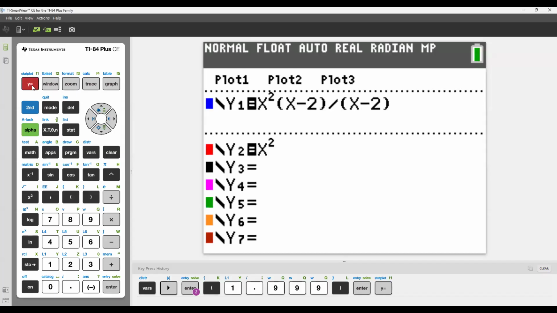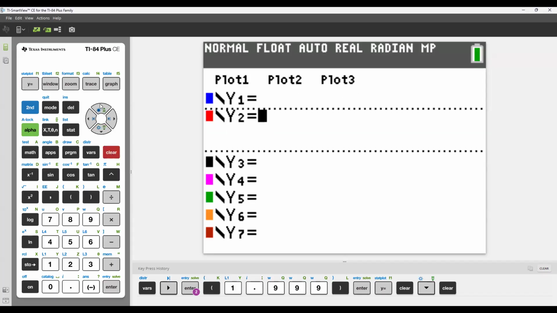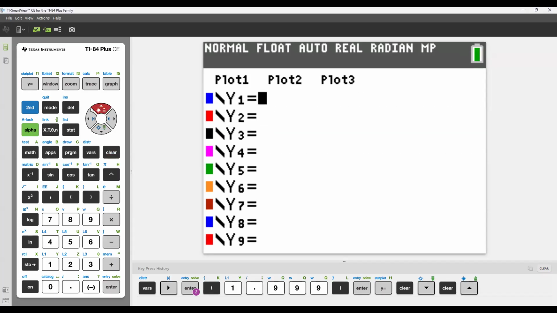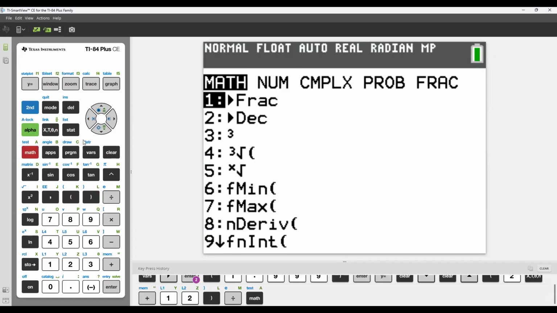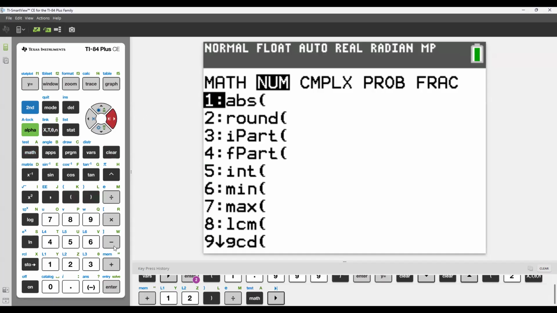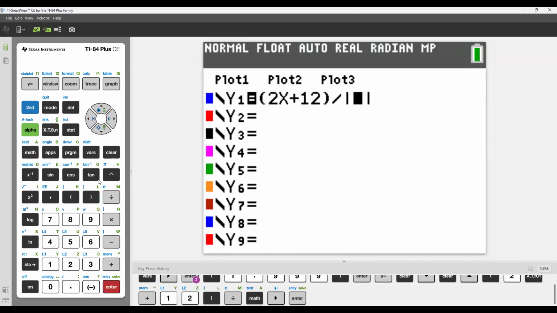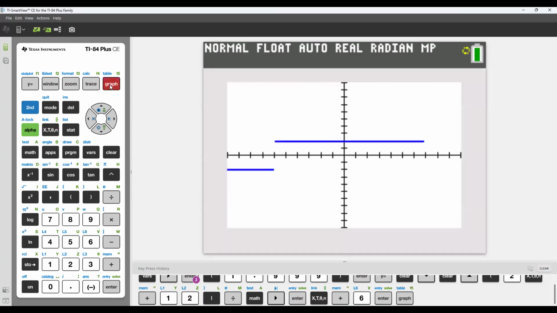So now let's go to y equals, let me create a function first. For this one, I would like to input the function 2x plus 12 divided by the absolute value. We could go to math and find the absolute value, which is ABS. Put enter, and x plus 6. Okay, and now let's try to graph this function right here.